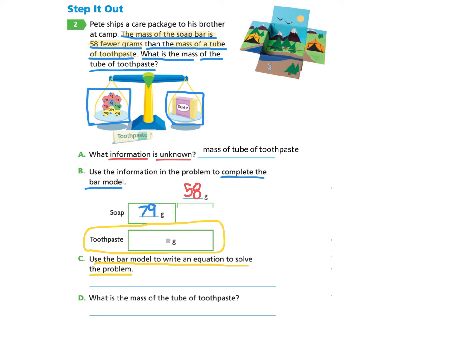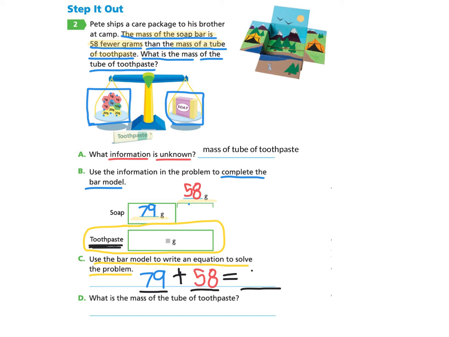So we show that the soap is 79 grams, and we know that it's 58 grams less than the toothpaste. So if we take 79 grams and we take 58 grams, we can put them together or add them, and we can find the total amount of mass for the toothpaste by putting those two numbers together. So you can pause and add 79 plus 58 and write the answer here.